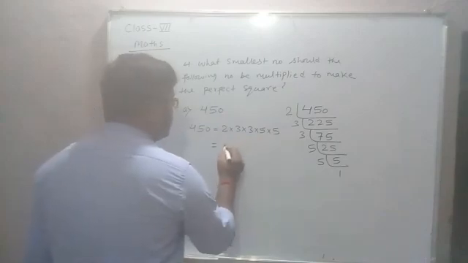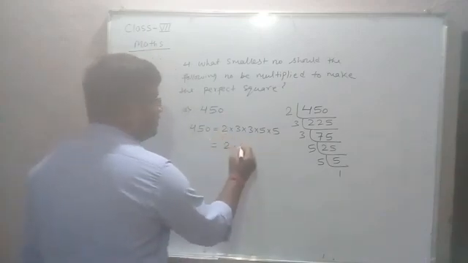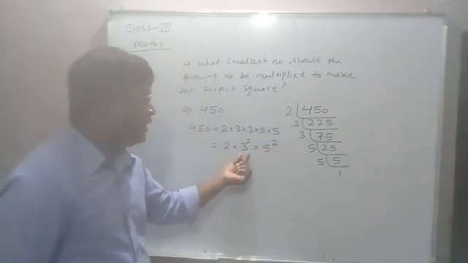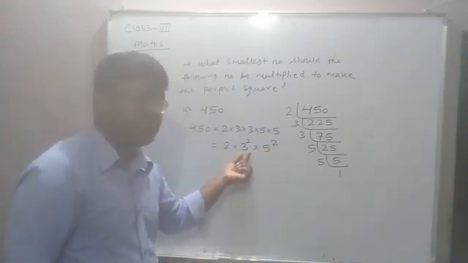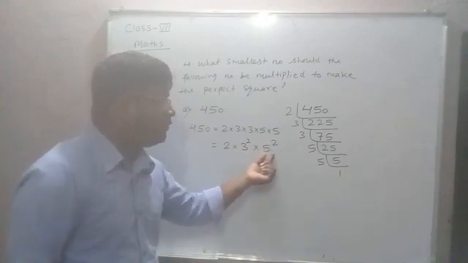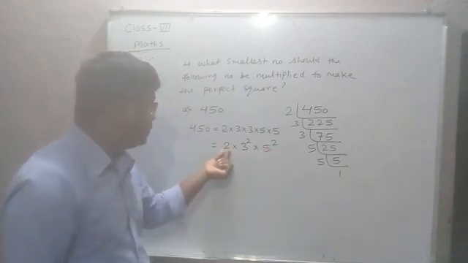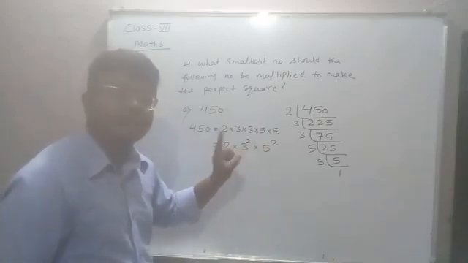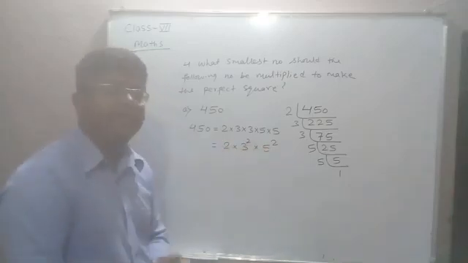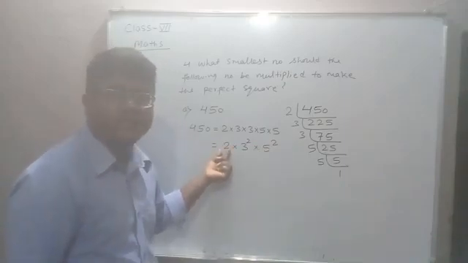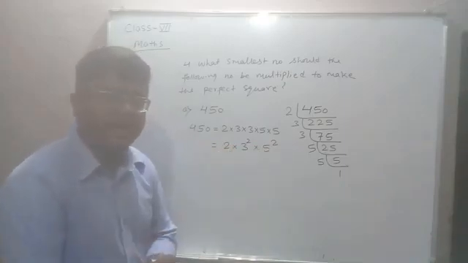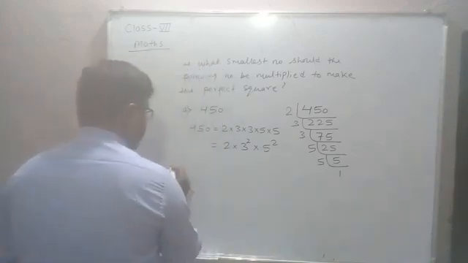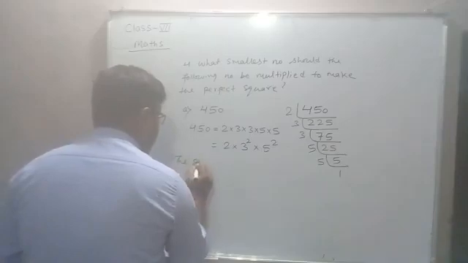Now our next step is to make pairs. 2 doesn't have any pair, then 3 square into 5 square. Here 3 has power 2 and 5 has power 2, meaning they are perfect squares. But here 2 is squareless. If there were one more 2, we could make a pair of these two, but there is not. So what should we multiply here? What is the squareless number?